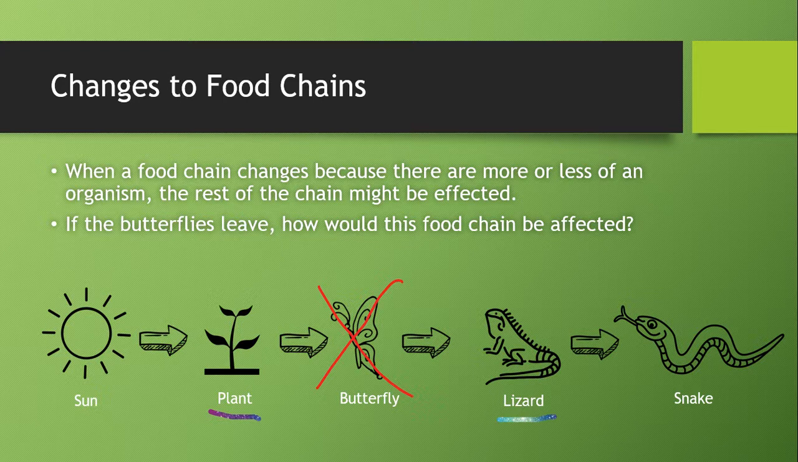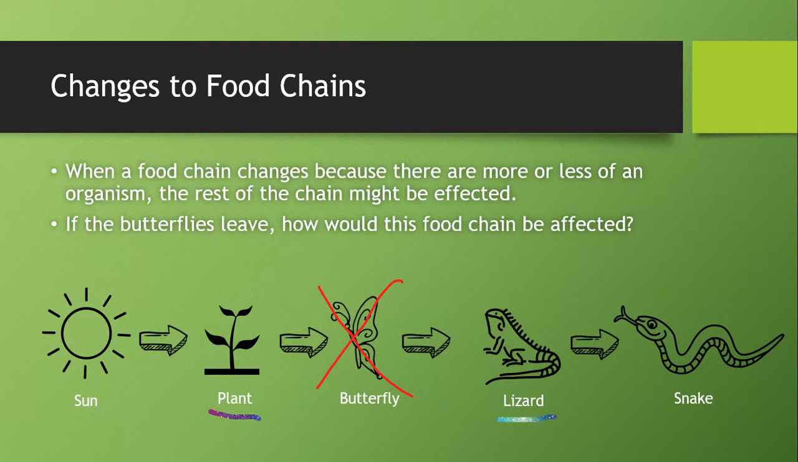And the snake will wait in the grass until the lizard comes by, and then he will eat him for energy. If the butterflies leave, how will this food chain be affected? Well, the plants would no longer have the butterflies to pollinate them. They also would not be drinking the sweet nectar. The plants may begin to die off.